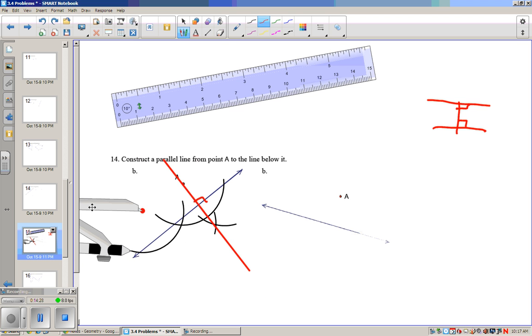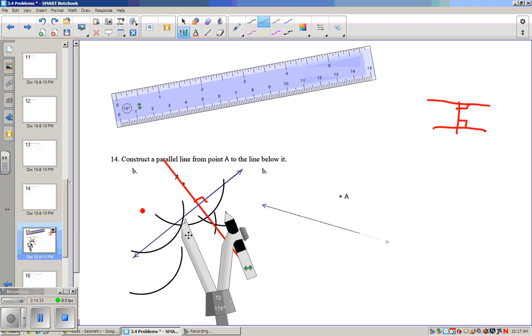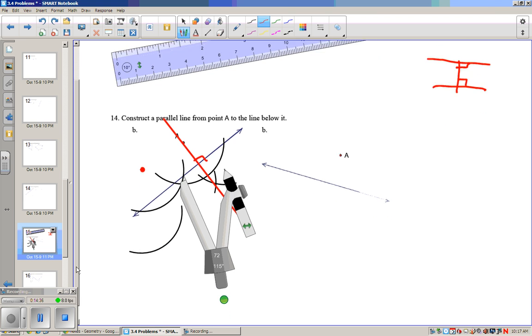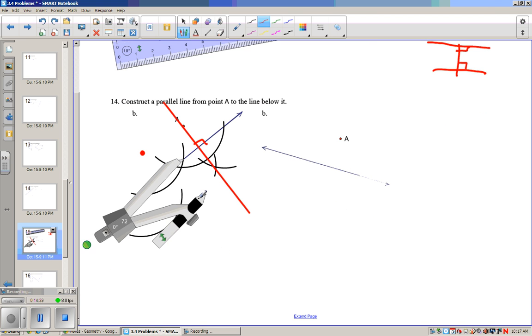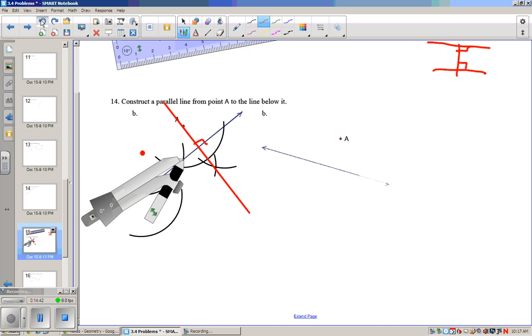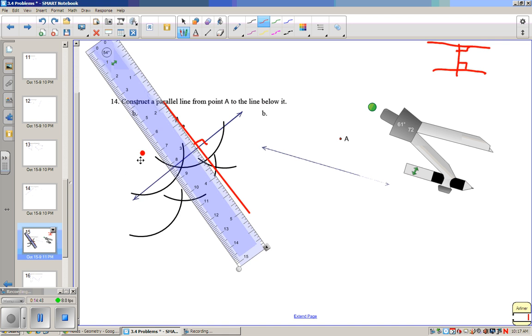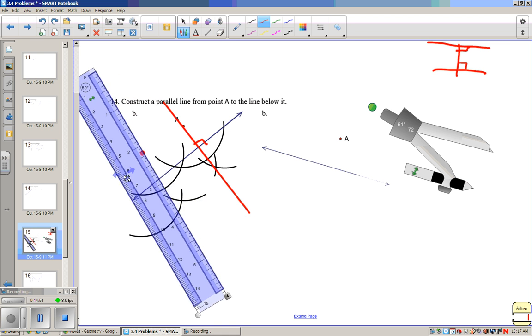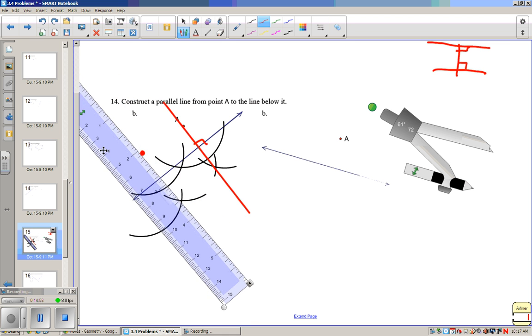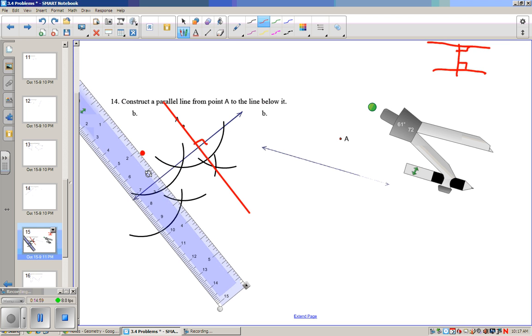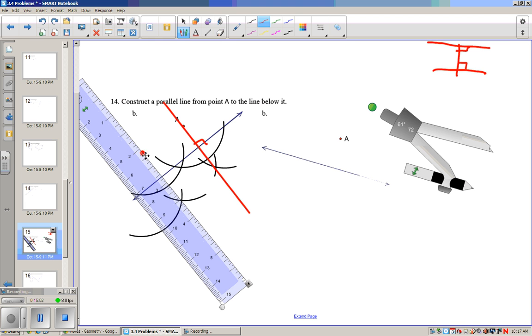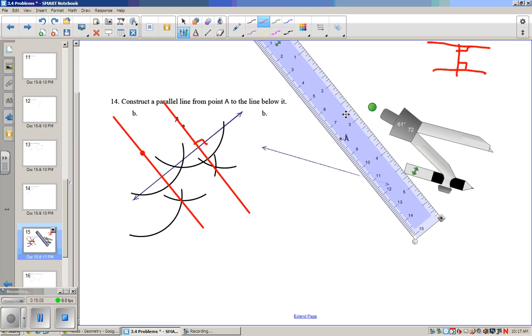So do your arc, intersection, another arc. The other intersection, you're going to do your third arc. Oops, hit undo, undo. All right, there it is. There's my second perpendicular line now. I'm going to draw a line there now. So there's my second perpendicular line.